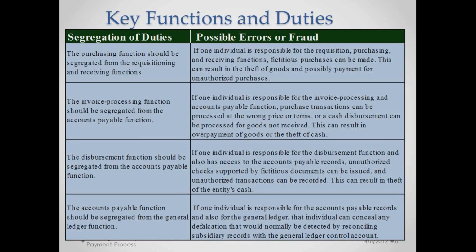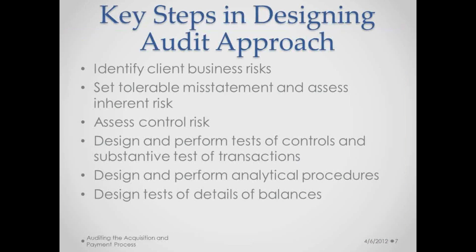The accounts payable function should be segregated from the general ledger function, and again, if one individual has both of these functions, they can conceal any theft, which would normally be detected, because remember, one of our control procedures is that you reconcile the subsidiary records with the general ledger, and that would be the way that you would catch any discrepancies between those two. But if a person has both these functions or access to both these records, then they're able to hide any errors or irregularities.